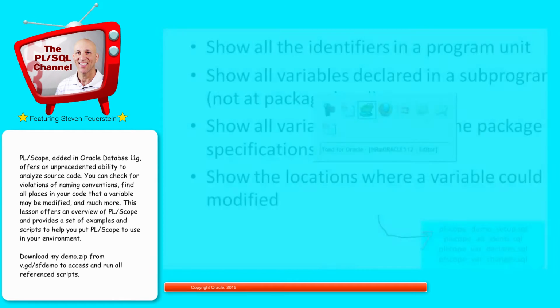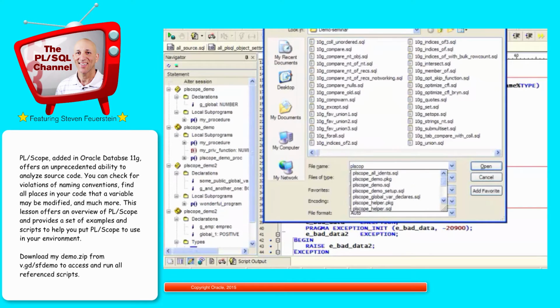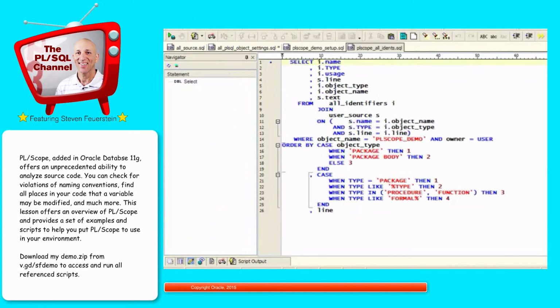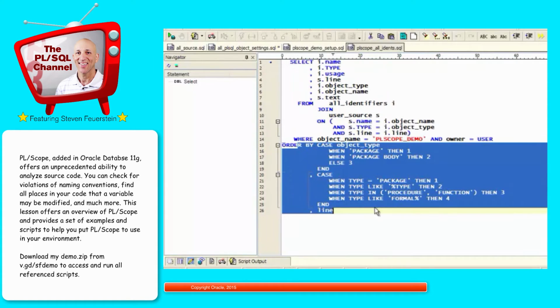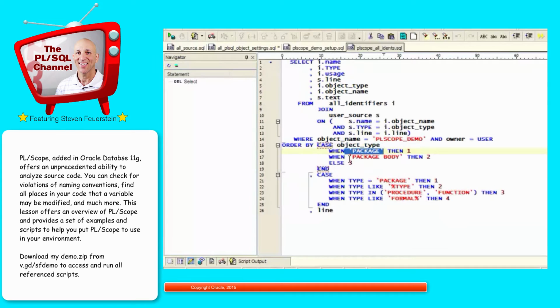Now let's take a look at the all idents file. So what I'm going to do here is select from all identifiers, and I'm going to join that with my source code so I can actually look at the source code for the lines that I find. I'm going to look for all the programs whose object name is PLScope demo, and the owner is user. So I'm going to look at all their identifiers. And the rest of this is just a case statement that gives some order to the data that's being found. So everything that's in a package comes before the stuff in the package body. And then within a package or a package body, I'll order by package. Any of my types will go up front, and then my procedures and functions, and then my formal parameters after that. Let's take a look.